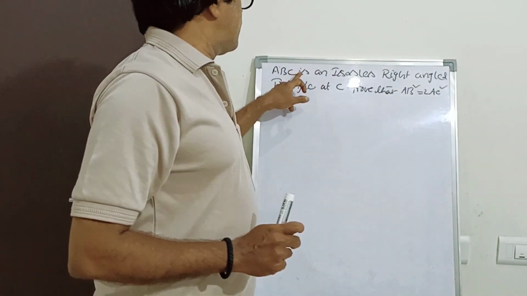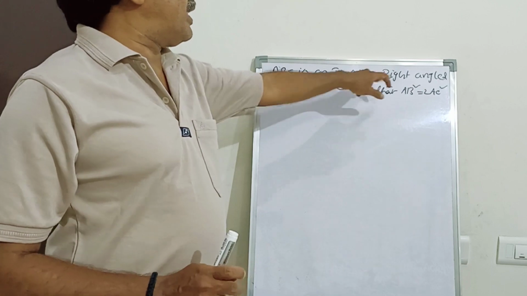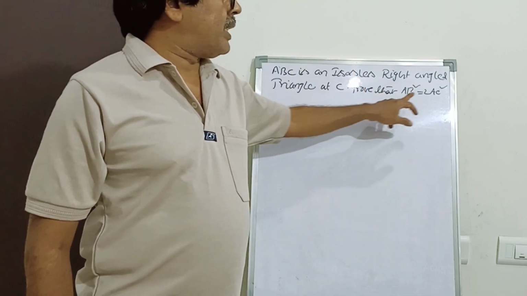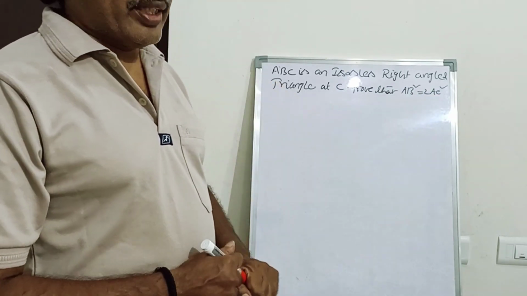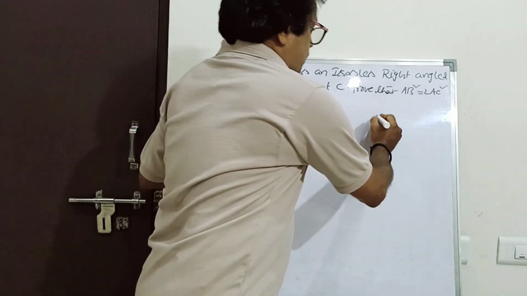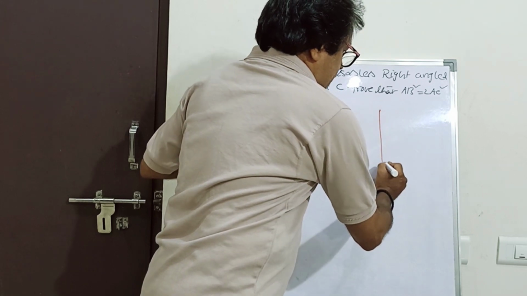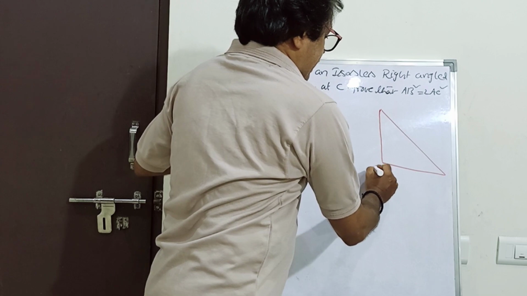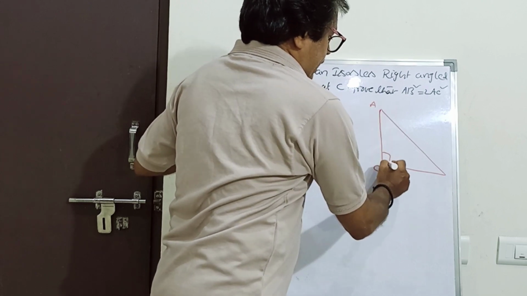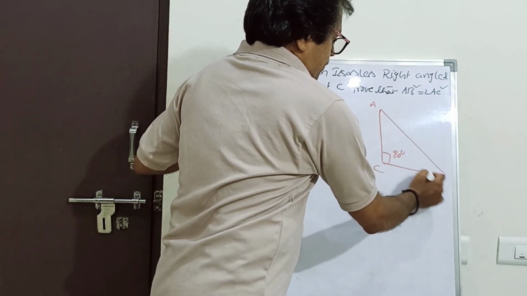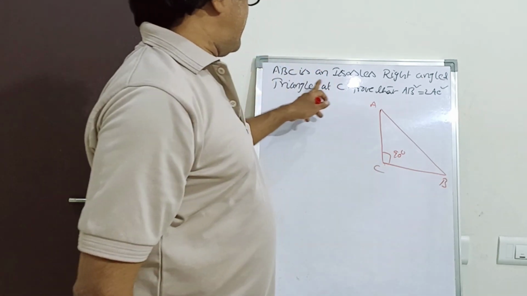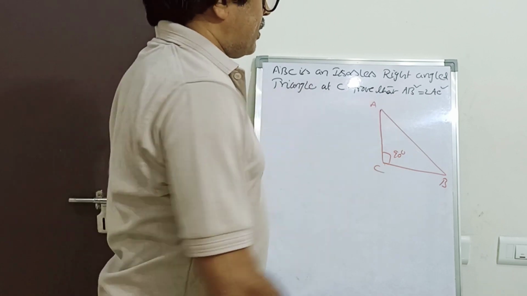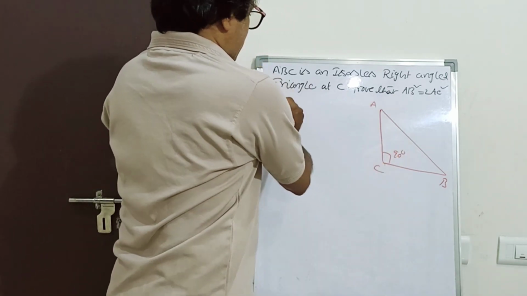Now let us go through the simple rider. ABC is an isosceles right angle triangle, right angled at B. Prove that AB square is equal to 2AC square. ABC is a right angle isosceles triangle, right angled at C. Therefore, here is the right angle.